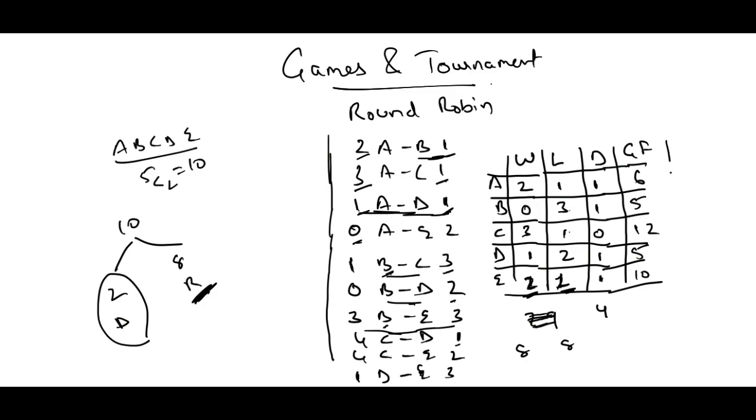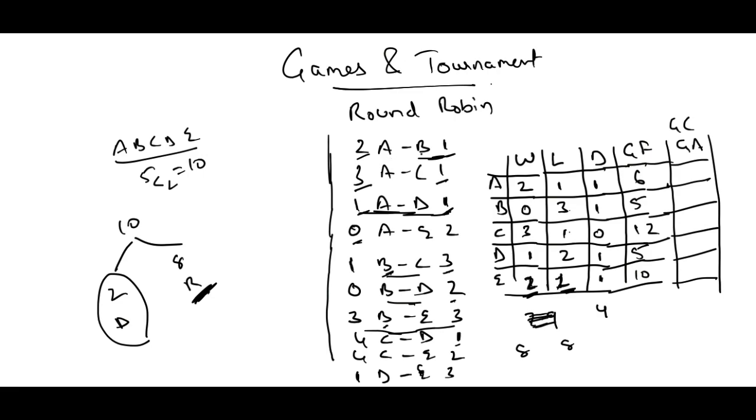Now the fourth column was goals for. The fifth column is goals against, which can also be called goals conceded. Goals against or goals conceded is the total number of goals that a team concedes. That means the goals that the opponents score against you, the sum of those goals, is called goals against.